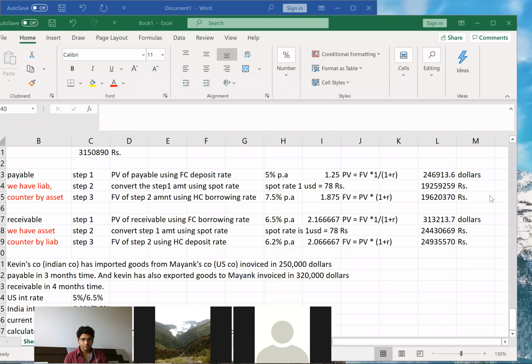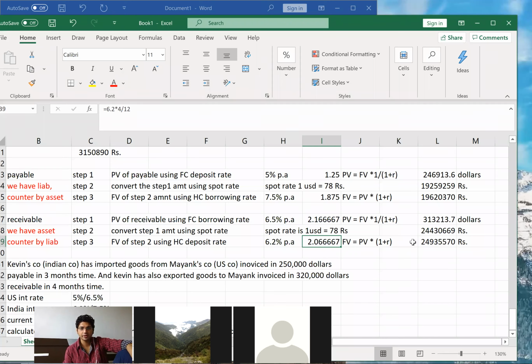Check your answers, guys. Rounding of difference is okay, no problem. And that is why you can do it in Excel also. If you do it in Excel, there will be no rounding of difference. You can directly take this amount divided by 100. You can link it.